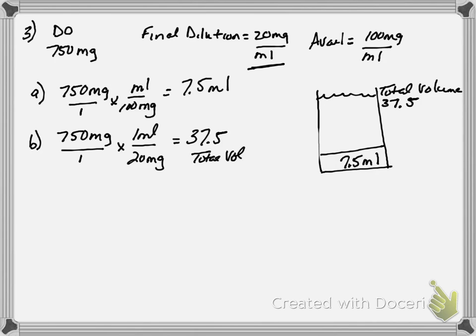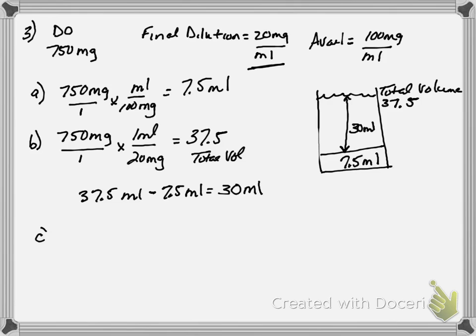The second part of B is going to ask me for how much diluent I'm going to add to dilute that 7.5 mLs to 37.5 mLs of total volume. So I'm going to take the 37.5 mLs minus the 7.5 mLs, and that gives me 30 mLs. So 30 mLs would be the amount of diluent I would need to add.